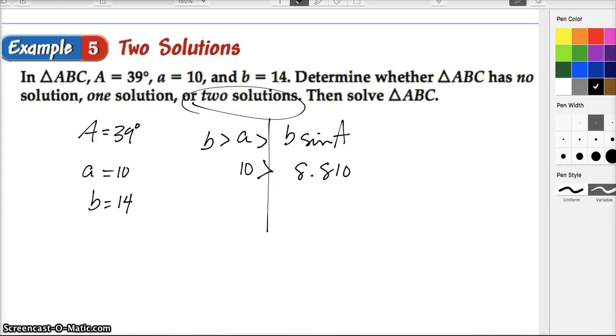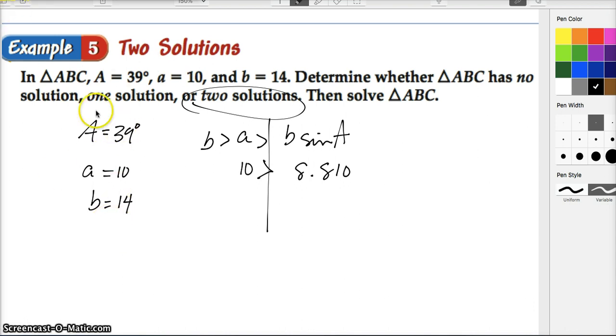Okay, so Algebra 2 students, here we are still in section 13.4, and what we're doing is just trying to figure out whether or not we can find some information about this situation.